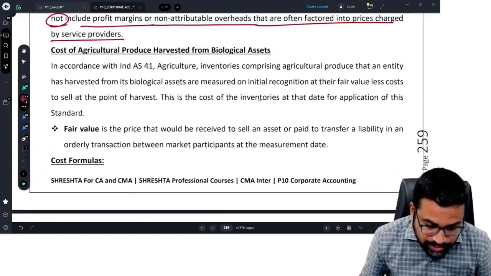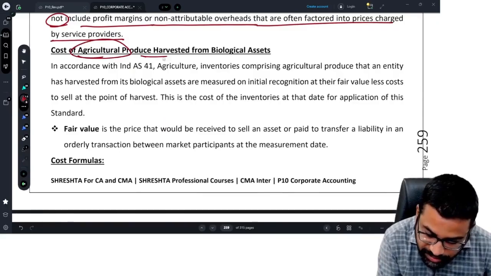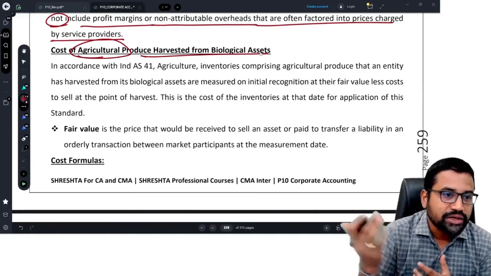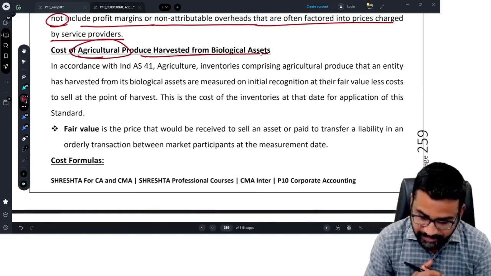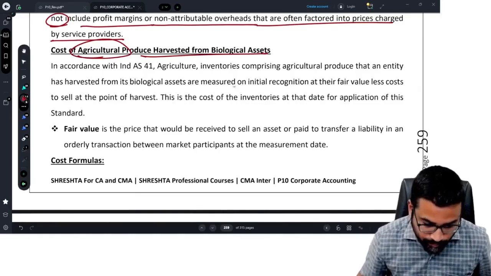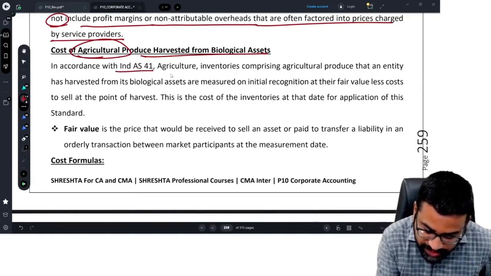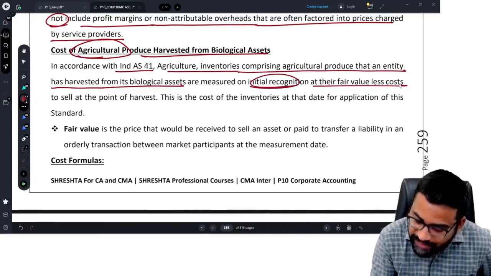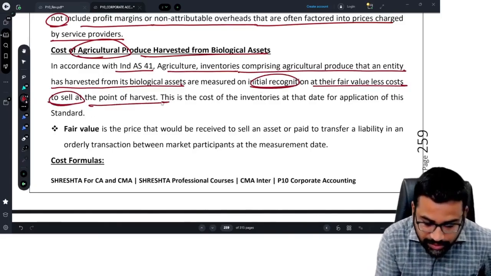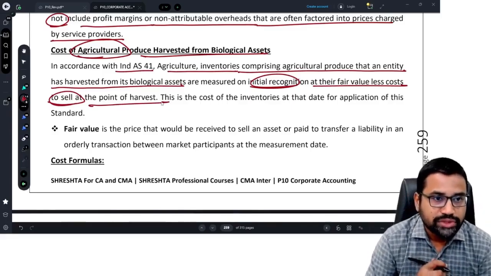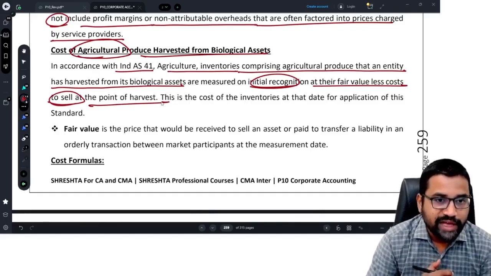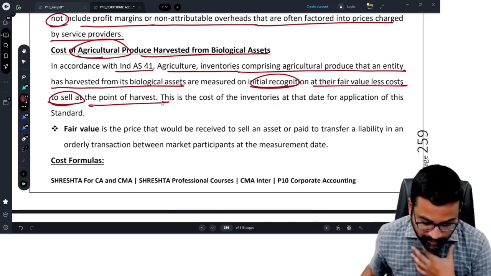Next, suppose for example, what is the cost of agriculture produce harvested from biological assets? So I told you there is a separate standard. Now, according to that standard, they will measure it. Okay. In accordance with Ind AS 41, agriculture inventories comprising agriculture produce that an entity has harvested from its biological assets are measured on initial recognition at their fair values, less cost to sell at the point of harvest. So if you are producing any agriculture produce from the biological assets, you will value them at fair value less cost to sell. Okay.